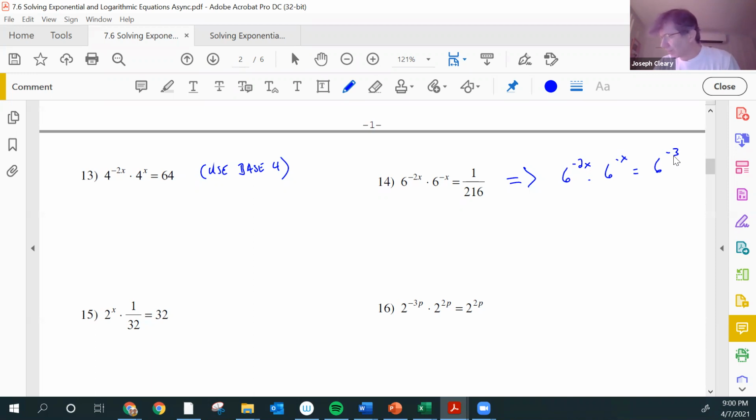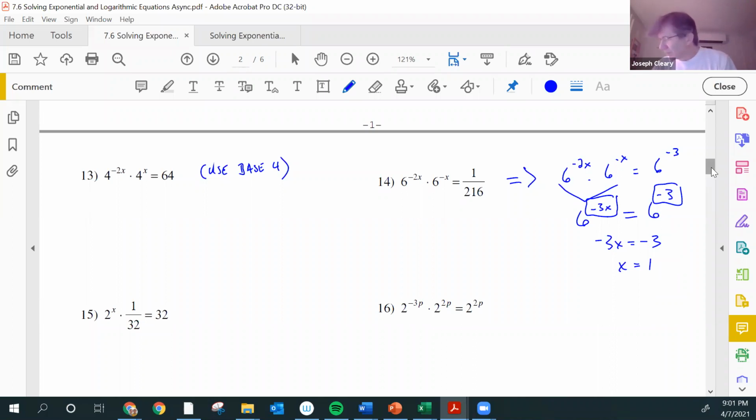is 216. Okay, now because I'm multiplying these, I add the exponents, so I get 6 to the -3x is equal to 6 to the -3. So now I just put my exponents equal to each other. So I end up with -3x equals -3, so x is going to equal 1. So I can plug 1 back into my equation, and so I get 6 to the -2 times 6 to the -1, and then again add the exponents, so I get 6 to the -3, which is 1 over 216. So that would work.